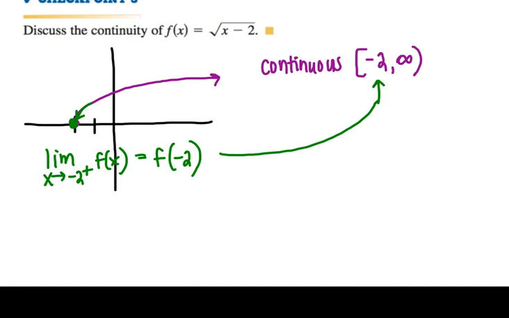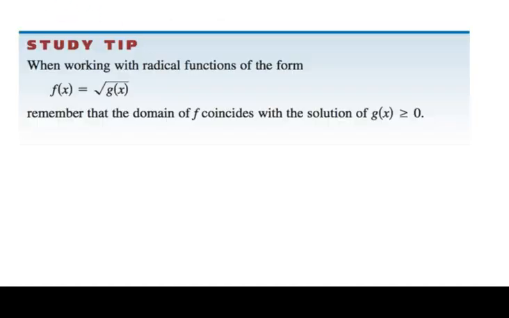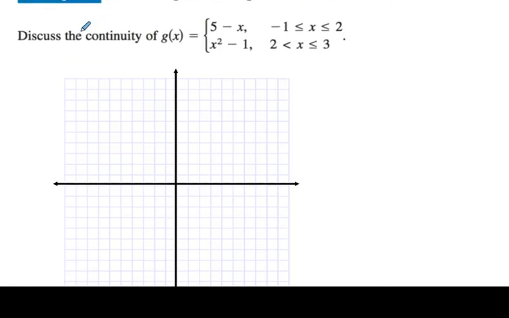So hopefully you're feeling pretty good about that, enough that we can maybe go to a piecewise function. So we're going to graph this piecewise function. I'm going to graph 5 minus x from -1 to 2. So when I put a -1 in, I get a 6 out, and that's a closed circle. And then when I put a 2 in, I get a 3 out, 1, 2, 3. And that's a closed circle. And this was a straight line, so I'm going to connect those.